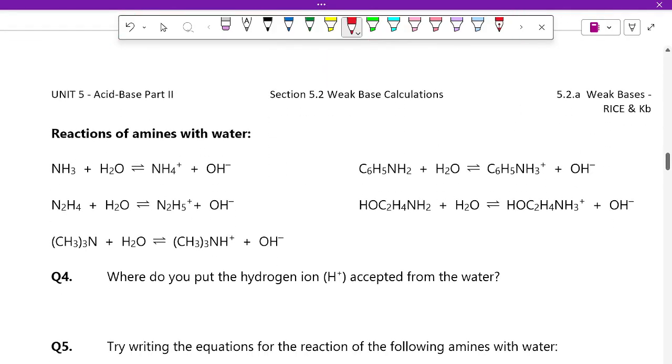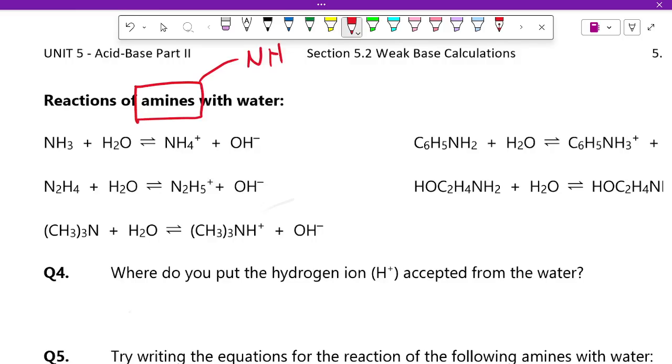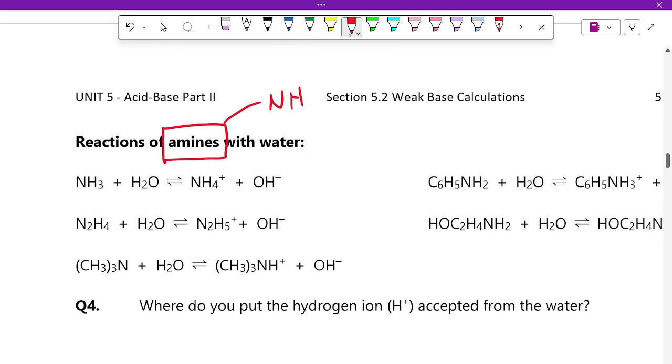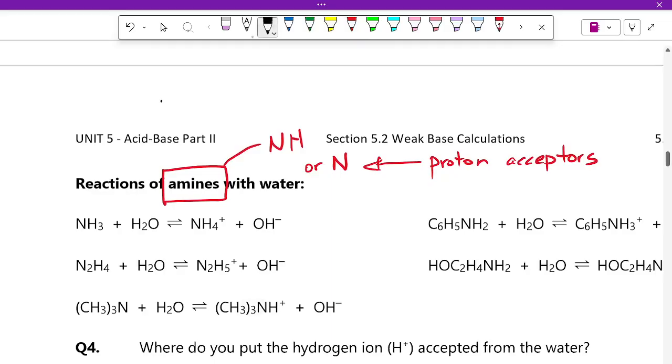But what we can do then is we can say we know that when we have amines, which is like the NH, or even just N, and we put it with water, these are proton acceptors. Why are they proton acceptors?